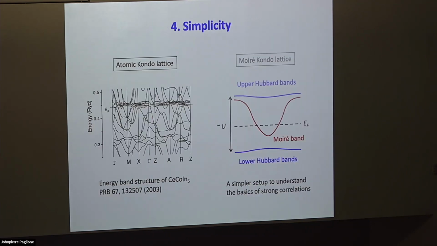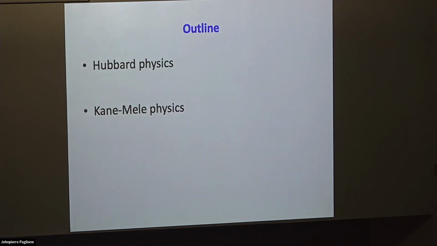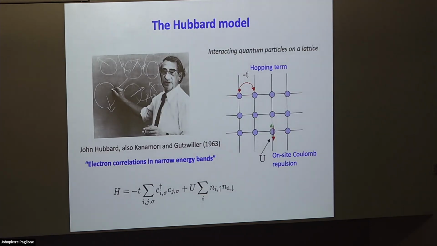Given the limited time, I will only be able to talk about the Hubbard physics, which is totally fine. I'll just give you about 10 minutes. Very briefly, what is the Hubbard model? The Hubbard model is quite simple. It was invented by John Hubbard, Kanamori and Gutzwiller in 1963. But somehow the last two people are forgotten, and it's just known as the Hubbard model.